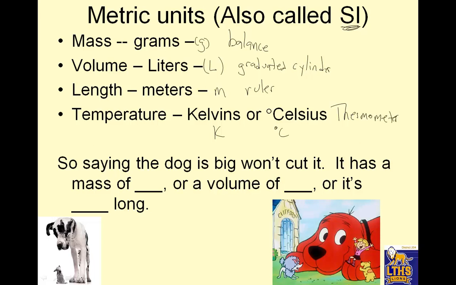So saying the dog is big won't cut it. It has a mass of 90,000 grams, or a volume of 300 liters, or it's 2 meters long. That would be a 6-foot long dog.